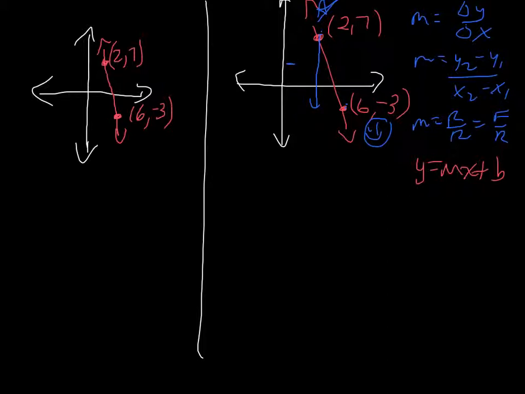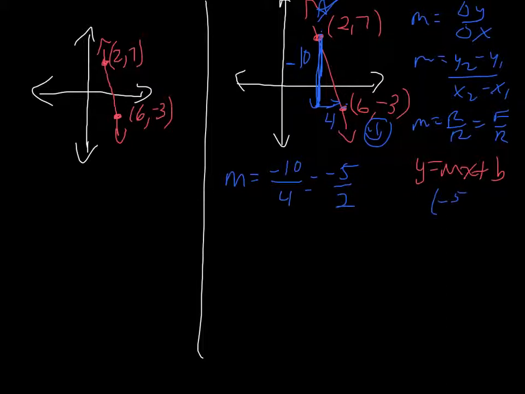And I had to fall a total of from 7 down to negative 3. So from here to here is 7, and then from here to here is 3 more, so that means a total of negative 10. And then I go from here to there. I always run to the right, never go left. And so I went from 2 up to 6, so that gave me a 4. So then my slope, m, is equal to negative 10 over 4, which is equal to negative 5 halves.